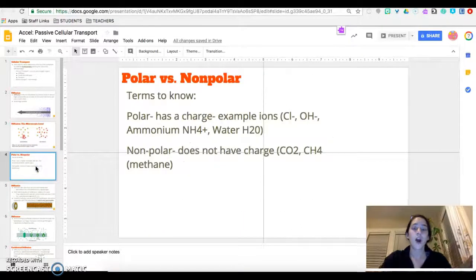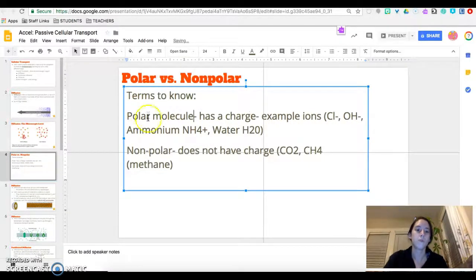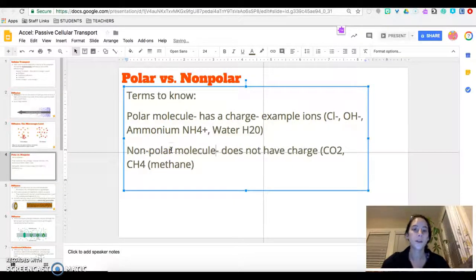Okay, I just want to talk about some terms that you need to know for our next topic. There's polar molecules and non-polar molecules. Polar molecules have a slight charge to them. Examples are a chlorine ion, hydroxide, and ammonium, which is NH4+. Water is actually polar. It doesn't have a full charge, so it doesn't have that negative or positive next to it, because it's slightly positive and slightly negative. So it actually does have a charge to it.